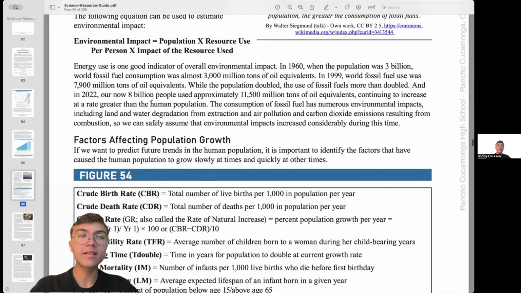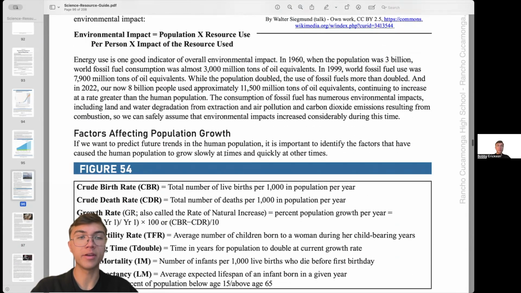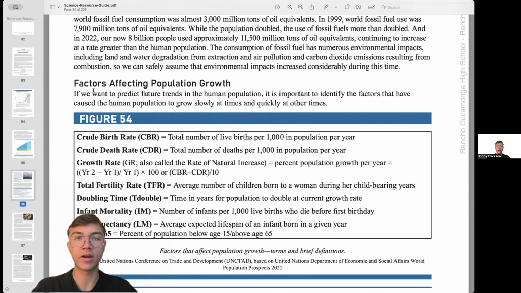So next up, we're going to look at what factors affect population growth. And so we're going to look at this nice little figure here. We talked about crude birth rate and crude death rate, just as a little review. It was per 1,000 in the population per year. The growth rate overall can be seen as the population in year 2 minus year 1 divided by year 1 times 100, or we can do crude birth rate minus crude death rate over 10. So if it ever asks you what are two equivalent expressions, or what's the equivalent expression of CBR minus CDR over 10, you can say year 2 minus year 1 over year 1 times 100. And that will be the rate of natural increase.